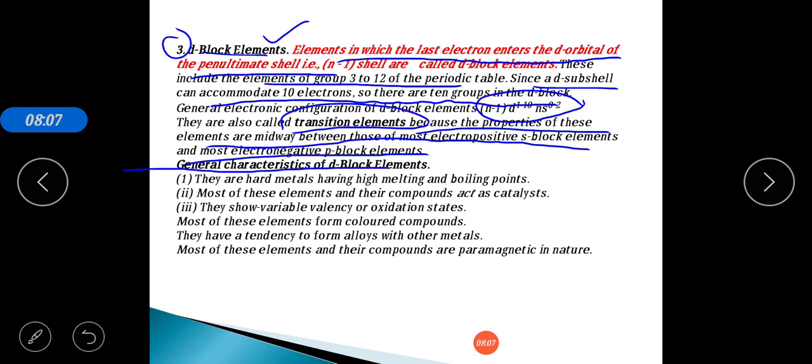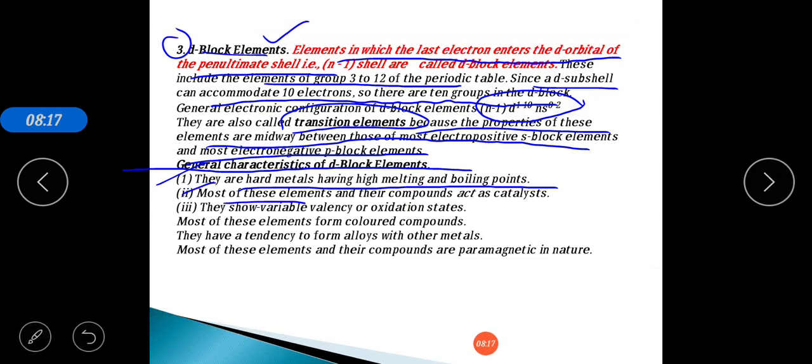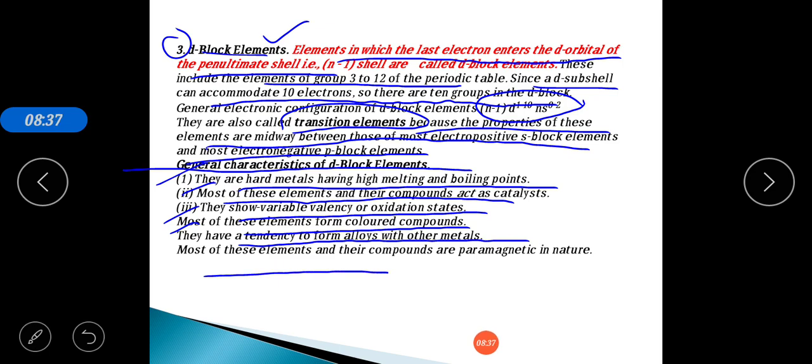General characteristics of d block elements. They are hard metals having high melting and boiling points. Most of these elements and their compounds act as catalysts. They show variable valencies and oxidation states. Most of these elements form colored compounds. They have a tendency to form alloys with other metals. Most of the elements and their compounds are paramagnetic in nature.